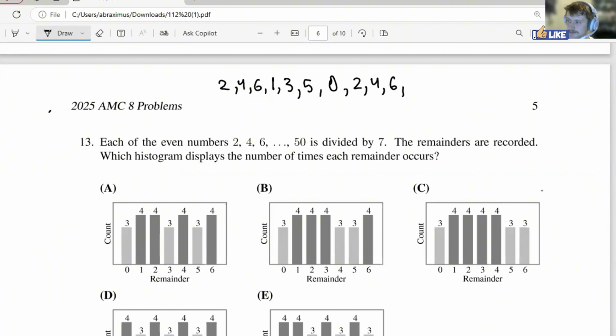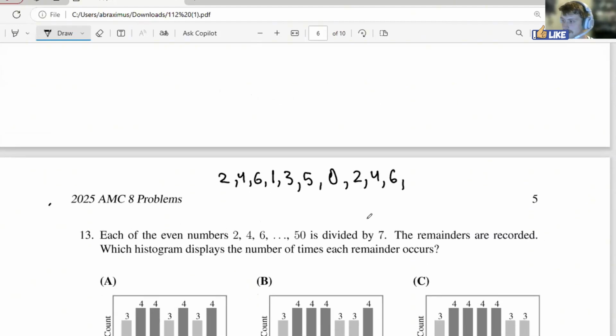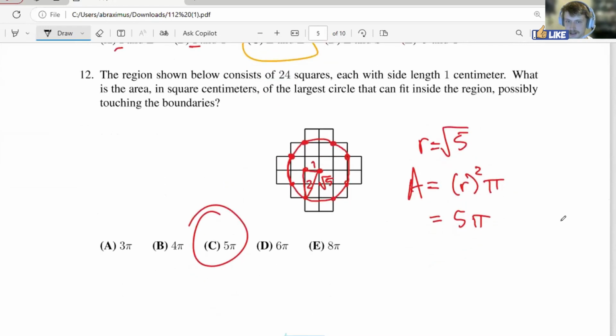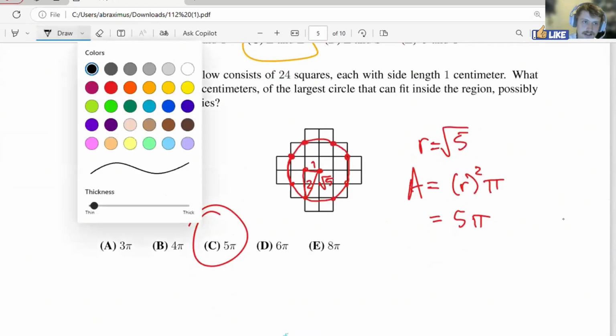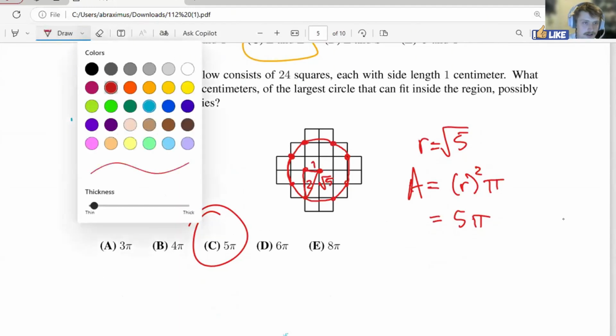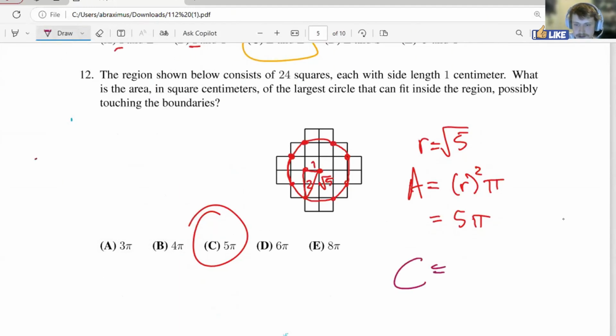Sorry, I got a question about the previous one, so apologies, I'm going to scroll back up. Archimedes told us that the area is the radius squared times pi. And the other thing Archimedes told us is that the circumference is equal to 2r pi. So 2 root 5 times pi is equal to the circumference.